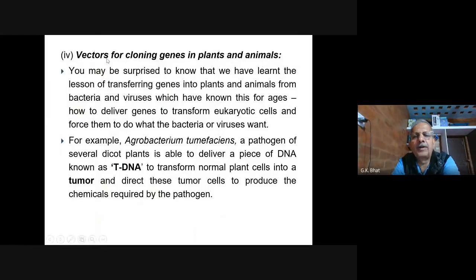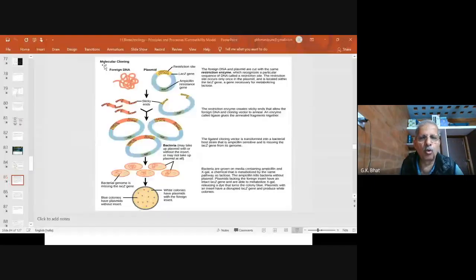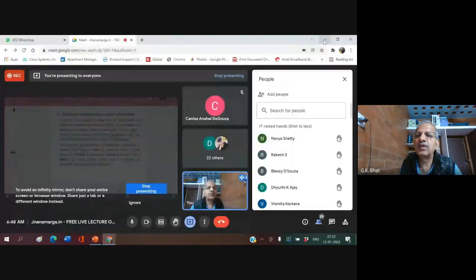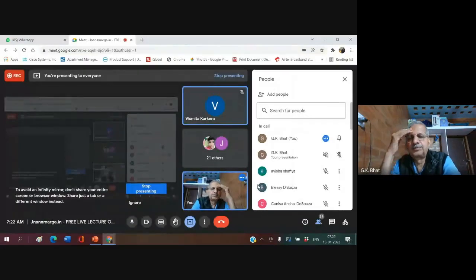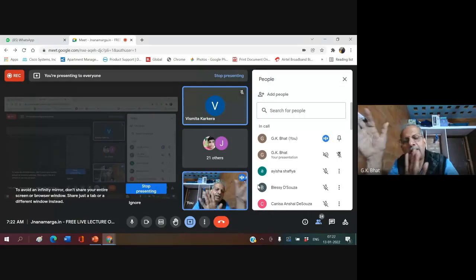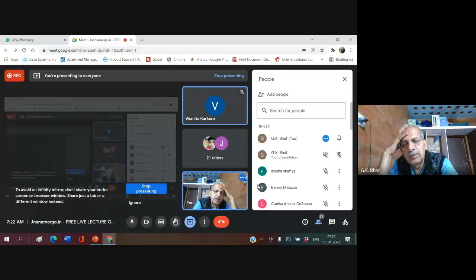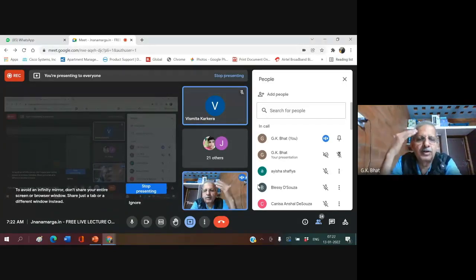Vectors for cloning genes in plants and animals. Okay, I shall stop this here. I will continue from here because let me make that particular point very clear to you. I'll give some time for you to study, and let me take it up in another way if you don't understand. Now, I wanted to know how many of you understood this. If it is not understood, let me try explaining in another way. No problem at all. Can you tell me what part you have not understood?